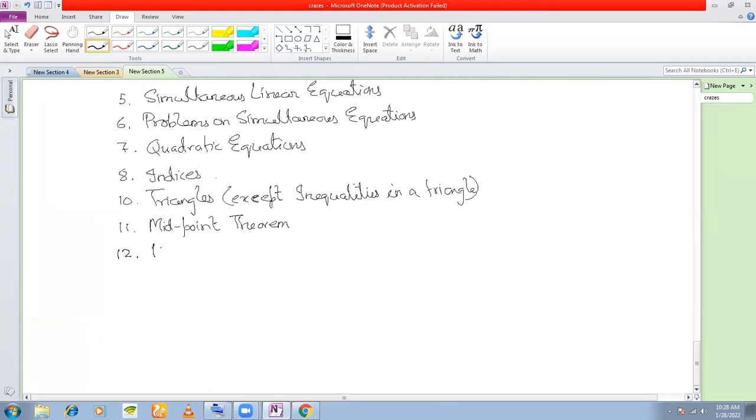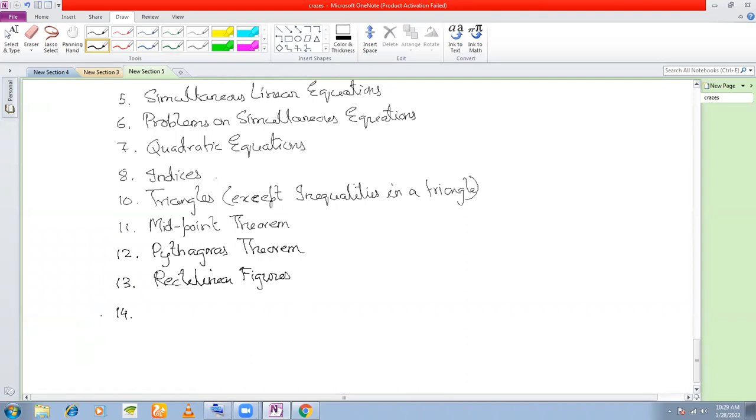Next, Pythagoras theorem. Whatever problems I have discussed, on a minimum, practice those. If you want to do more, you are most welcome. But then the entire chapter is there on Pythagoras theorem. Rectilinear figures, everything is there. Rectilinear figures is a long chapter. Whatever problems I have discussed, just go through them.